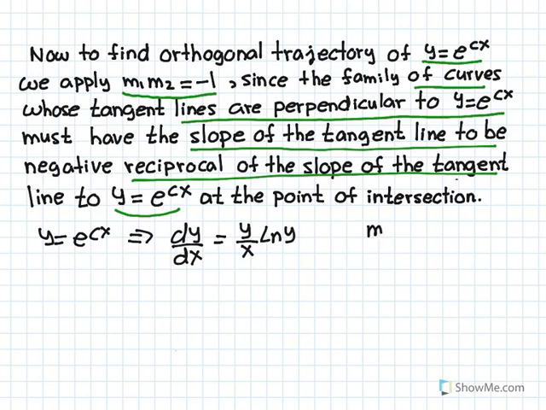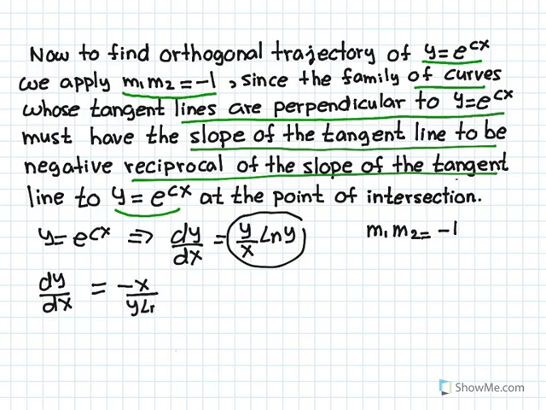Now we're going to apply m1 m2. The product of the slopes of the tangent lines is equal to minus 1, the condition for perpendicular lines. So for the orthogonal trajectory, the differential equation becomes the negative reciprocal of this quantity here, which is minus x divided by y log y. So just basically reciprocate the fraction and multiply it by negative 1. So now we have to solve dy/dx, this differential equation, equal to minus x divided by y log y, to find the orthogonal trajectory of the exponential function.